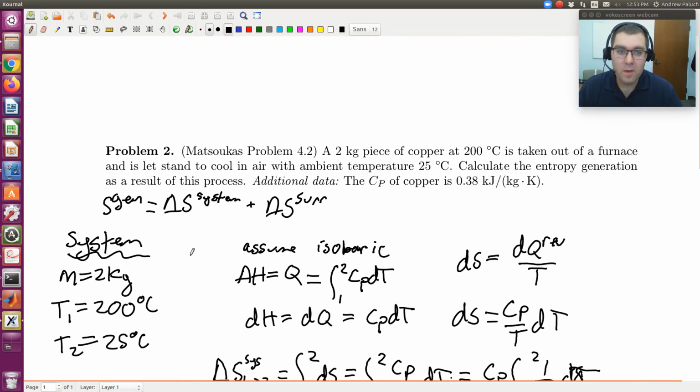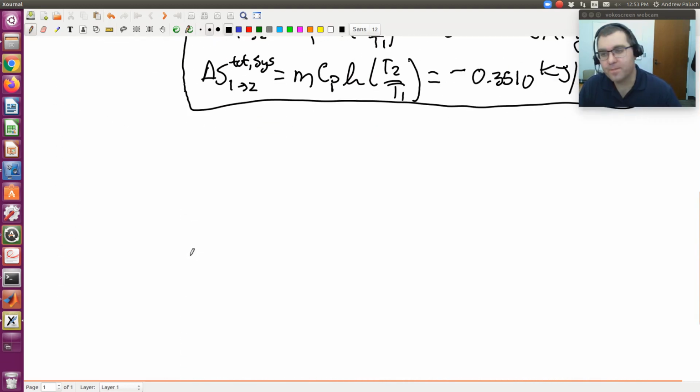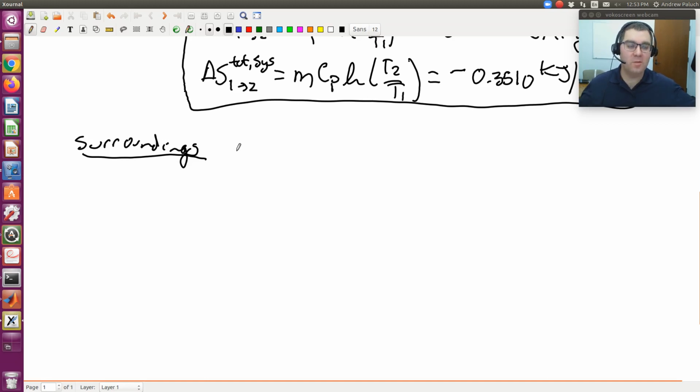All right, now I need to calculate the change in entropy for my surroundings. So I need to perform an analysis for my surroundings. The key is, I'm going to assume that I'm exchanging heat with a bath. I'm going to take my ambient atmosphere, ambient air, to be a bath. And what does it mean to have a bath? It means that essentially the change in temperature of my bath is negligible, so I can assume that the temperature of my bath is constant.